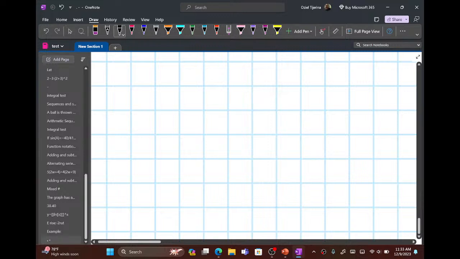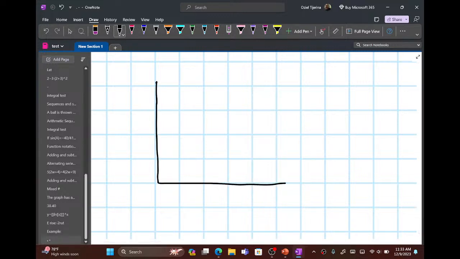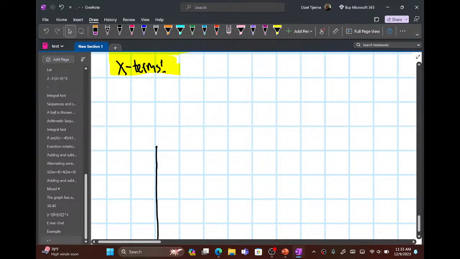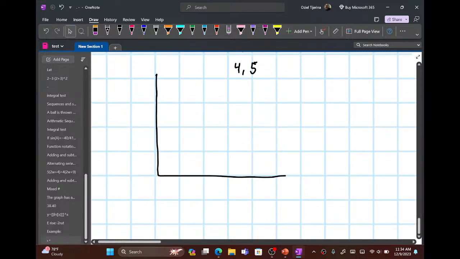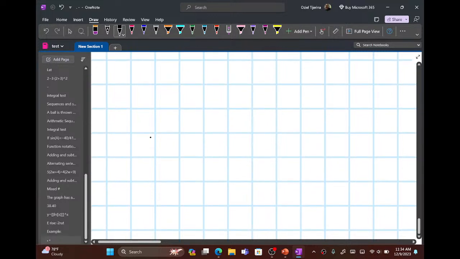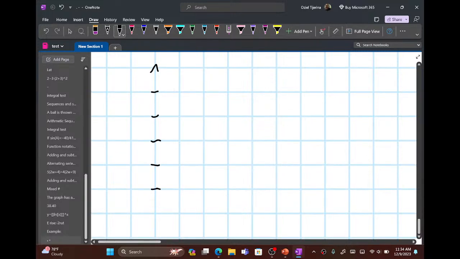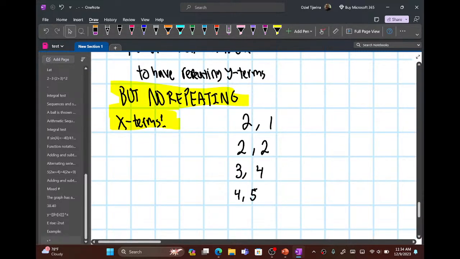I'll show y'all graphically what I mean when it's not a function. So like if I have, let's do 2, 1, 2, 2, and then 3, 4, and 4, 5, something like that. And let me redraw this. So we're gonna do this like this: 5, 4, 3, 2, 1. And might as well just do 0, 0 as well.